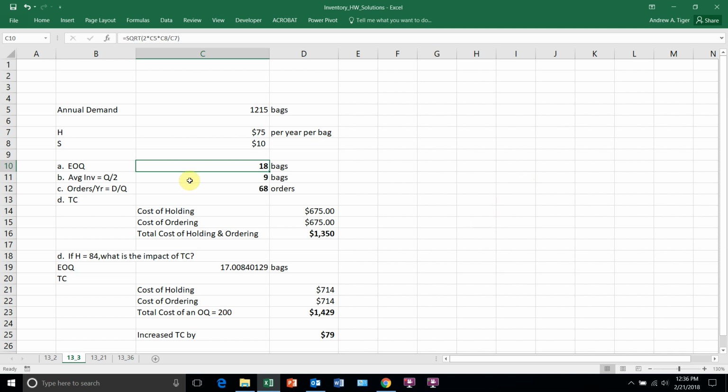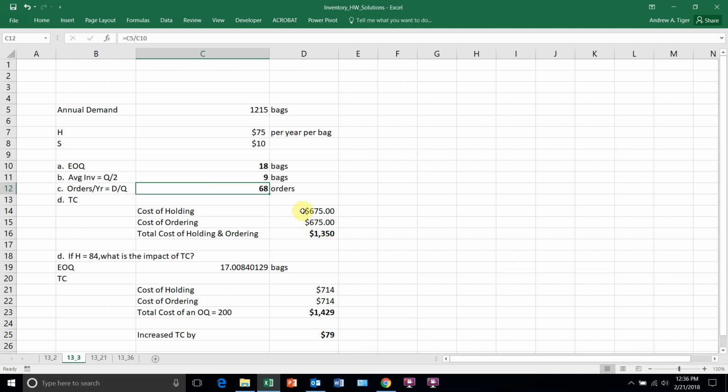So the average inventory level is 9 bags. The orders per year is the 1,215 divided by 18. So we're going to order 68 times. This is a little over once a week, or it's ordering more often than once a week.